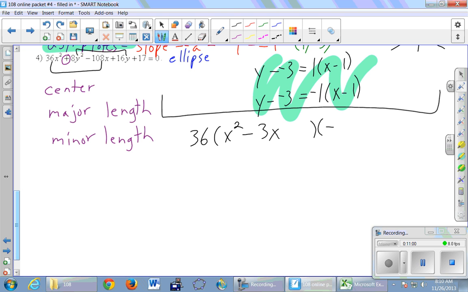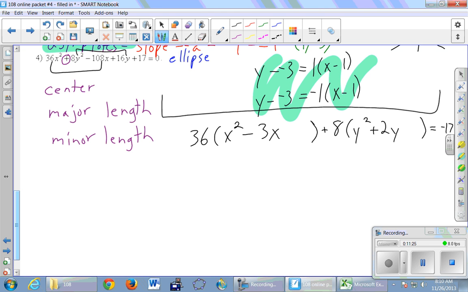I'll leave a little space, plus, then we're going to factor the 8 out of the y terms. 8 into 16 is 2. Leave a little space there. And then we'll move the 17 over to the other side. Okay, so I think we're so far so good.